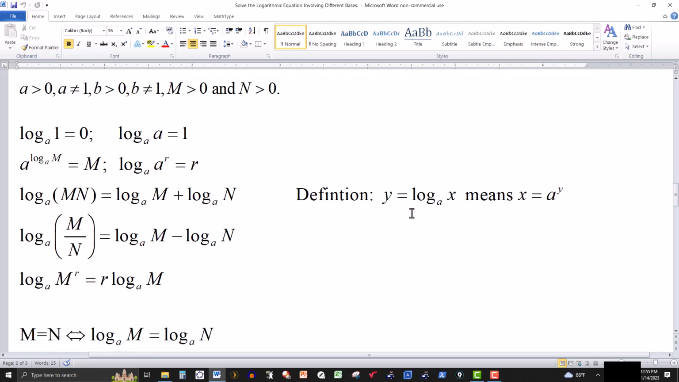Got your definition of log here. Log x to base a equals y means x is equal to a to the y. You got these over here. You can pause the video and look at these if you haven't seen these before, but hopefully you have.